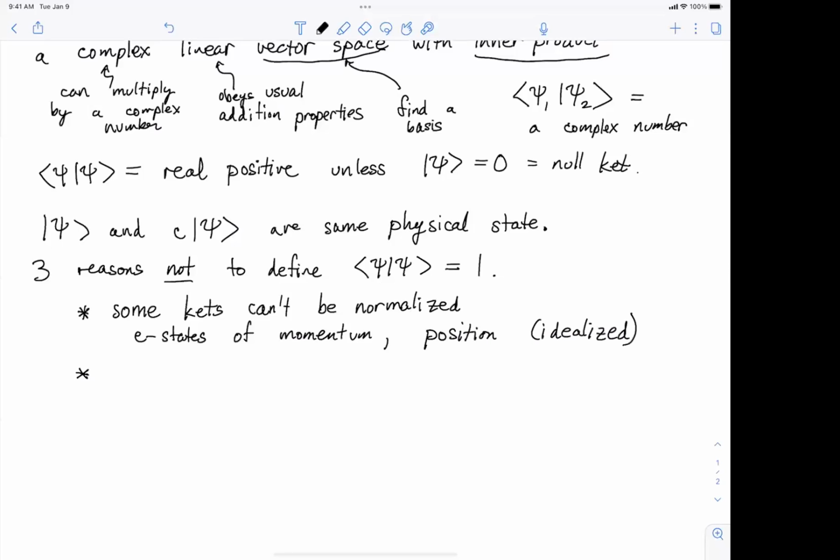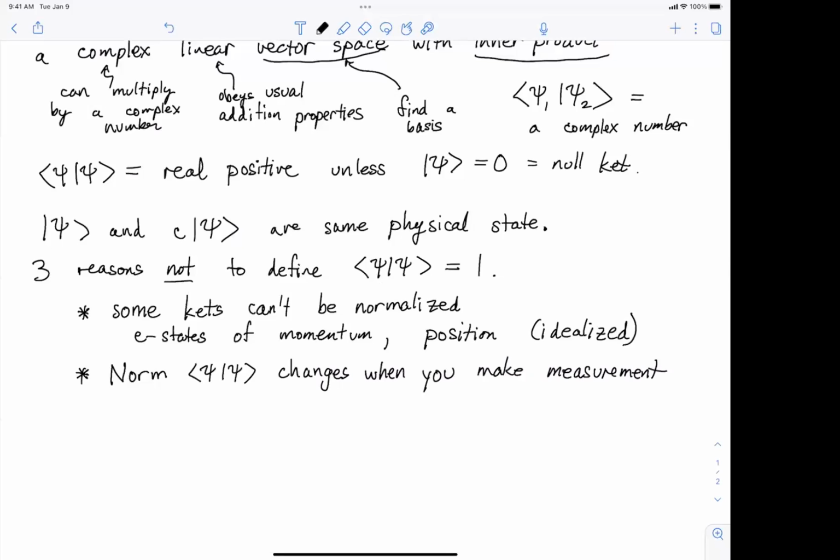Another reason, and this has to do with one of the other postulates that we'll review in a little bit, is when you make a measurement, the norm changes. So the norm of psi changes when you make a measurement. Now, you can always change it again after you've made the measurement, but at least in the mathematical process of describing how measurements are made, we're going to want to change the norm of the state.